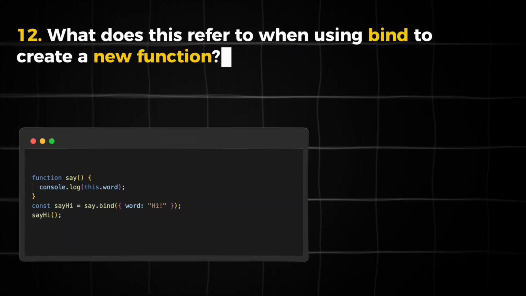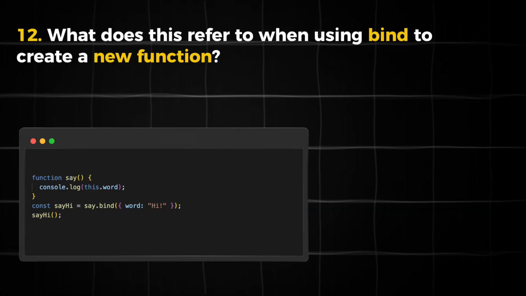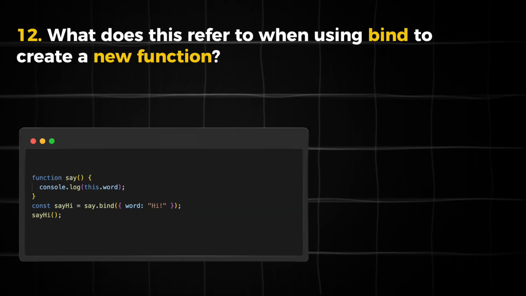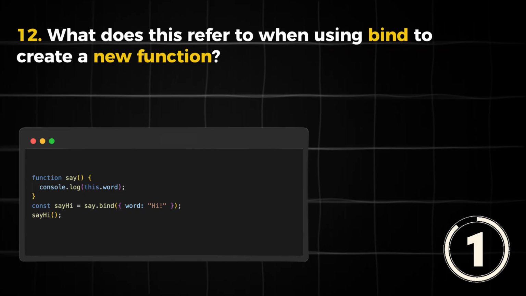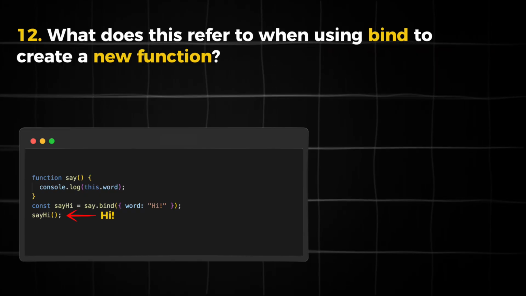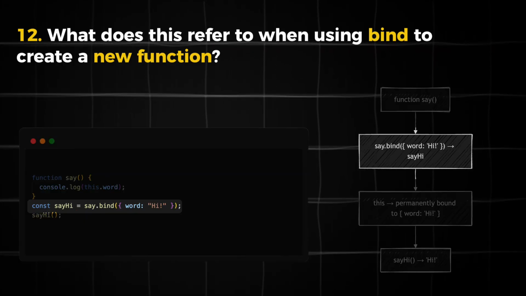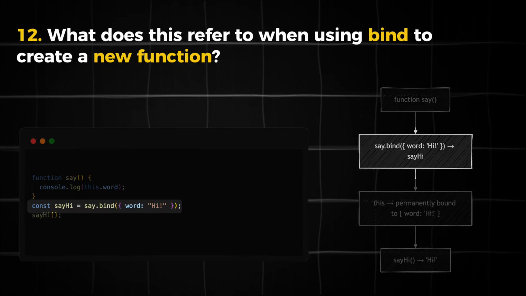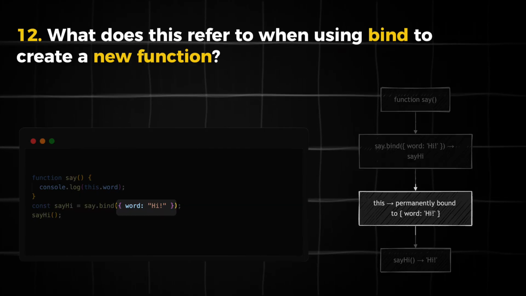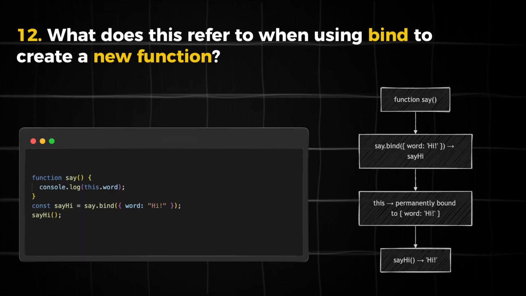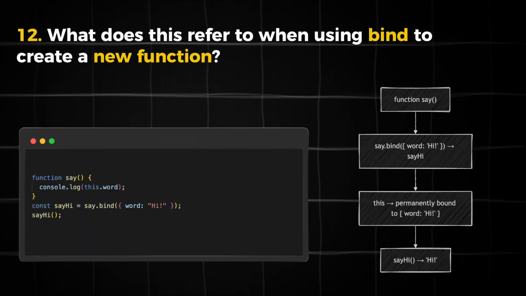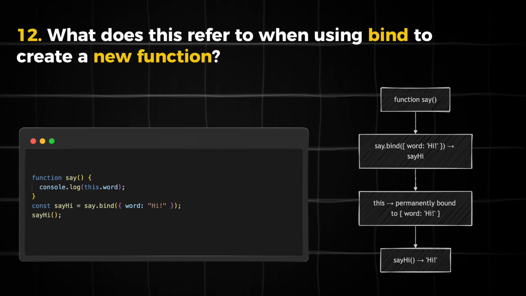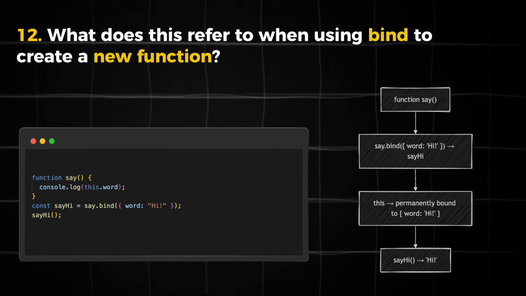Number 12. What does this refer to when using bind to create a new function? So sayHi logs hi. Using say.bind creates a new function, sayHi, where this is permanently set to the given object. Even if you try to call it later with call or apply, the bound this doesn't change. When sayHi runs, it logs hi.